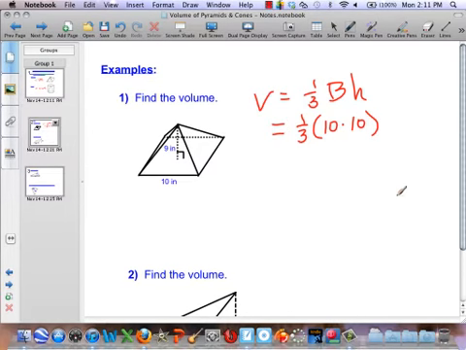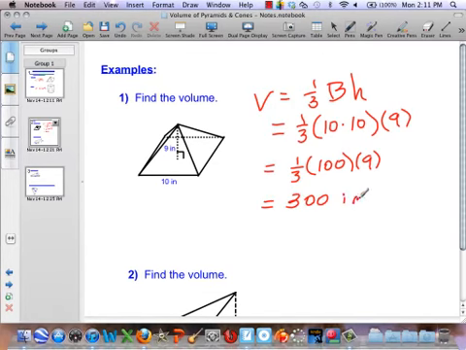And what is the height of my pyramid? 9. So we have 1/3 times 100 times 9 gives me 300 cubic inches.